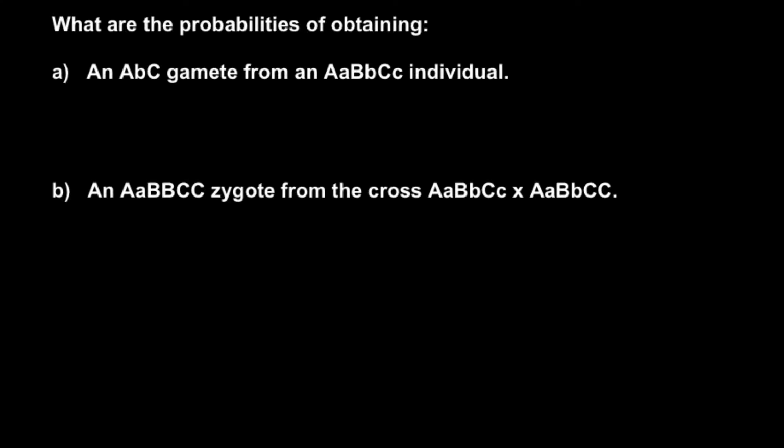Hi, in this video I'm going to explain some simple rules of probabilities that you may probably need for your exam. And here is a problem. What are the probabilities of obtaining a small a, capital B, small b and capital C gamete from such a genotype individual? And as you know, a gamete is a sex cell and is haploid.